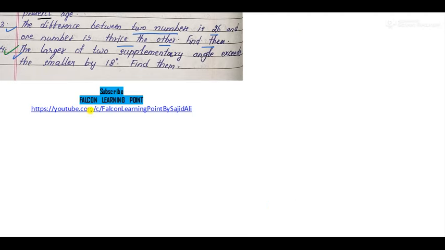So here they have given: the larger of two supplementary angles exceeds the smaller by 18 degrees. Find them. So what do you mean by two supplementary angles? If I write A and B, the sum of two angles, if it is equal to 180, we call them supplementary. Since they are given larger and smaller, I will take one angle as L and the smaller as S. So L plus S is 180 degrees as per the rule of supplementary angles.